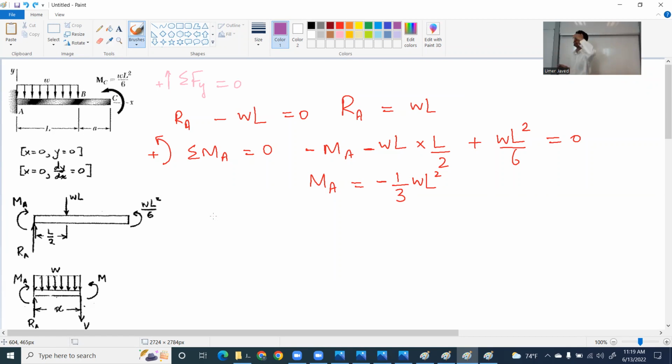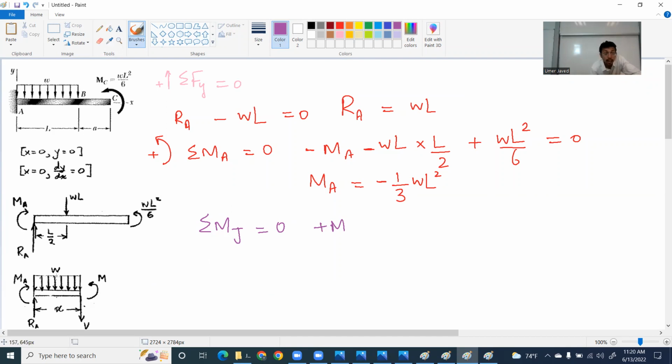For the portion AB of the beam, my X will start from 0. My X will go all the way up to L. Then for the second portion of the beam, that is BC, my X will start at L and end at the end of the beam. I hope it is clear. So now I will make a cut, summation of moment about some intermediate point is equal to 0.